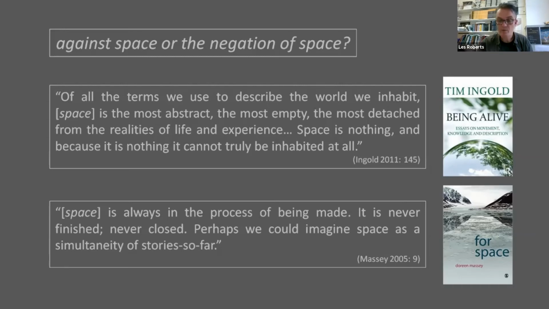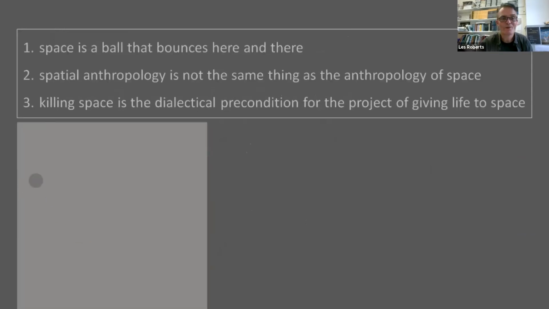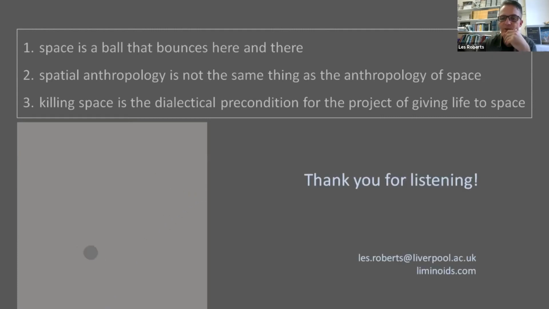So I think that's probably the point I should end. And I'll just end by repeating the three provocations, which is: space is a ball that bounces here and there; spatial anthropology is not the same thing as the anthropology of space; and killing space is the dialectical precondition for the project of giving life to space. Thank you very much for listening, and sorry if I overran a little slightly there. But yeah, happy to take questions now.